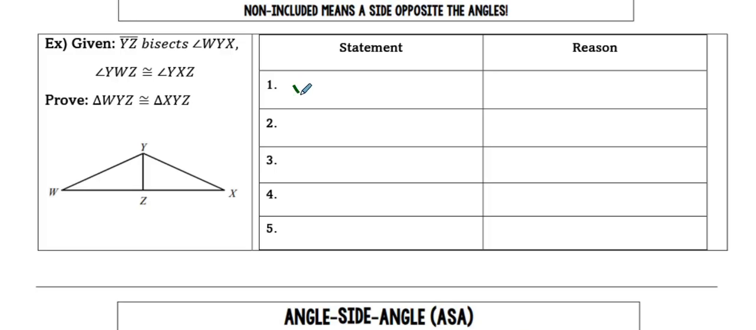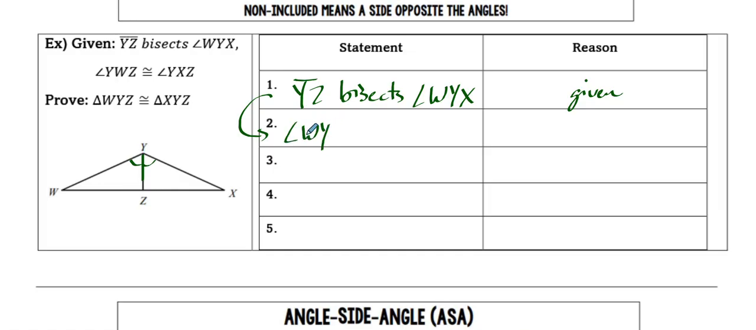So we're given that YZ bisects angle WYX. So YZ bisects WYX. That means this angle and this angle have to be the same. So a lot of times I'll just write all my given statements and then figure it out from there. But since I have a direct conclusion from this, that's telling me that these two angles are the same. That's telling me WYZ is congruent to XYZ.